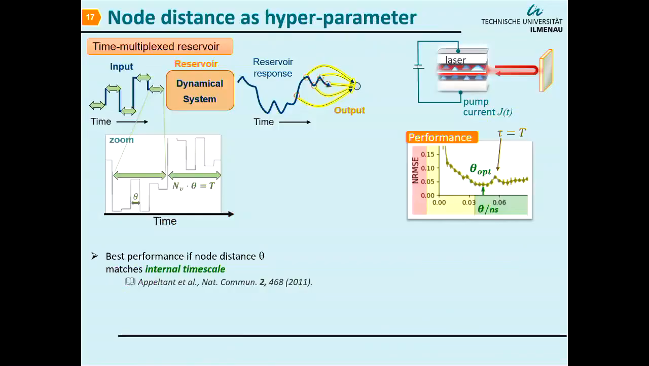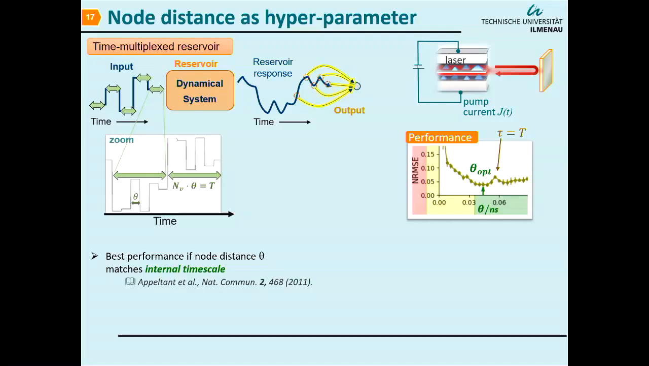All right, so then one hyperparameter I didn't talk about yet is this time scale of the node distance. So we have to remember again how we put in our data. It was this sample and hold thing of the task, and then we had the mask, and every mask step is basically one virtual node. And how long we put in one of these virtual nodes is our choice.